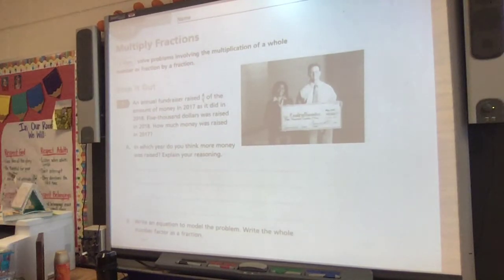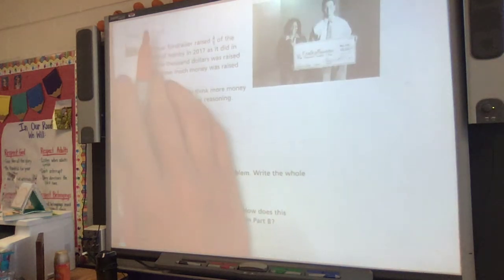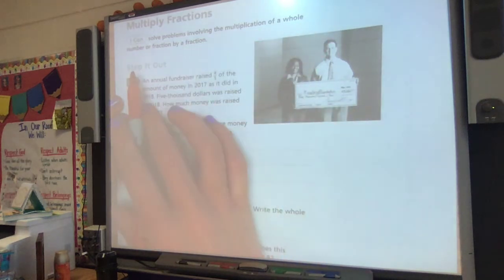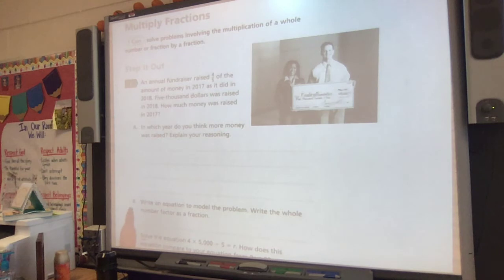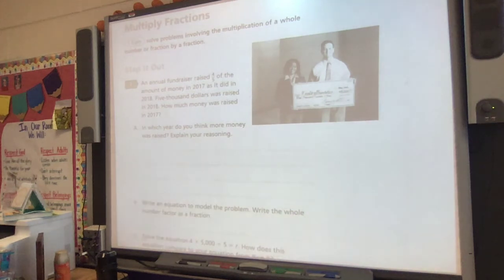Multiplying fractions, just continuing to multiply fractions. We are still in our Module 1 through 9 book, on page 209. It says, I can solve problems involving the multiplication of a whole number or a fraction by a fraction. So really what we're practicing is everything we've been learning: whole numbers and fractions, and fractions and fractions.